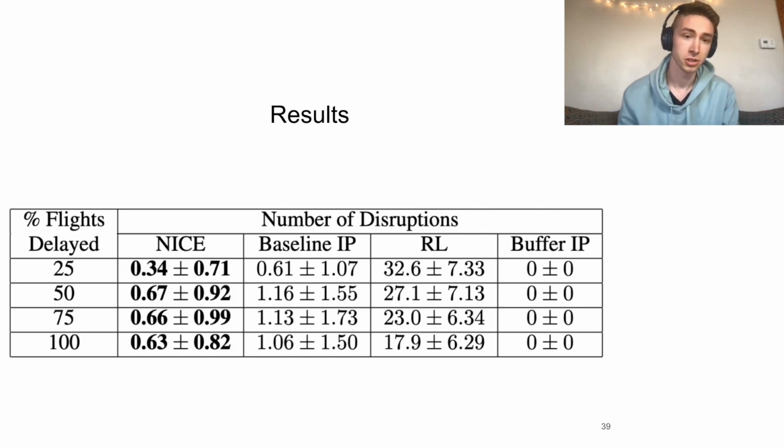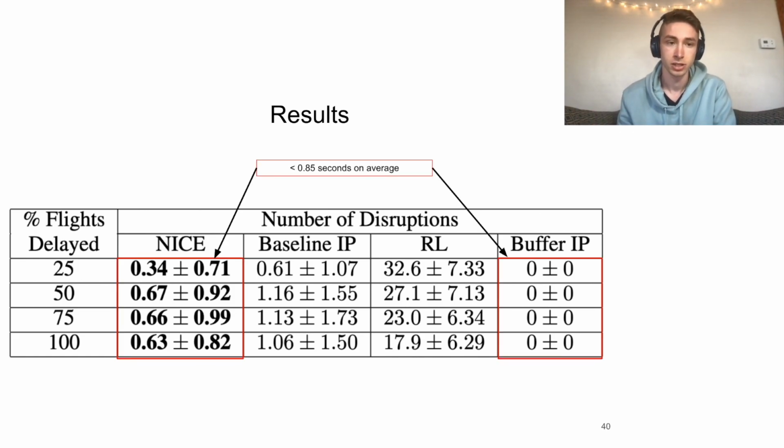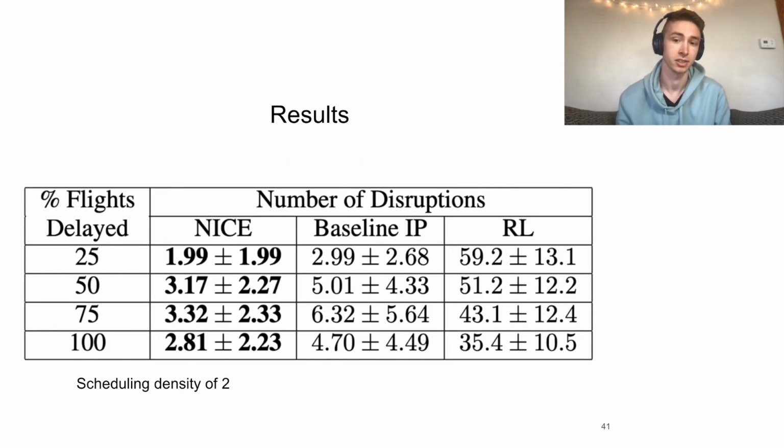And this is a little bit unfortunate for NICE because the buffer integer program performed perfectly. There were no disruptions. It was able to create a perfect pilot slot assignment. But there is some value here, and notice that NICE did better than both the baseline integer program and the reinforcement learning scheduler. So it was able to use knowledge, like the structure from the integer program and the knowledge from the reinforcement learning scheduler, and create something better. And it's worth noting that NICE and the buffer integer program both ran in about the same amount of time.